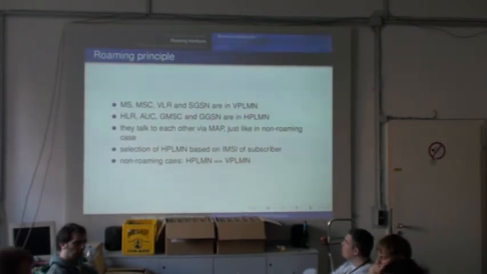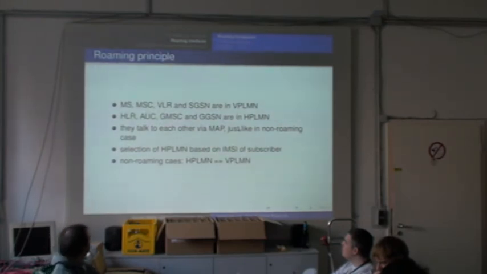So in roaming, what happens is you have the MSC, VLR, and SGSN in the visited network. So VPLMN, visited public land mobile network. And the HLR, AUC, GMSC, and GGSN are in the HPLMN, home public land mobile network. They talk to each other using MAP, just like in a non-roaming case. So there's not really any difference.